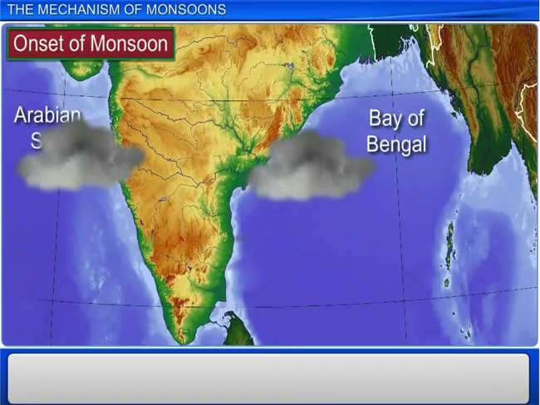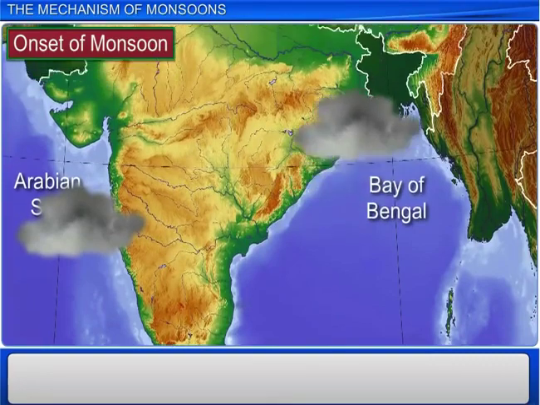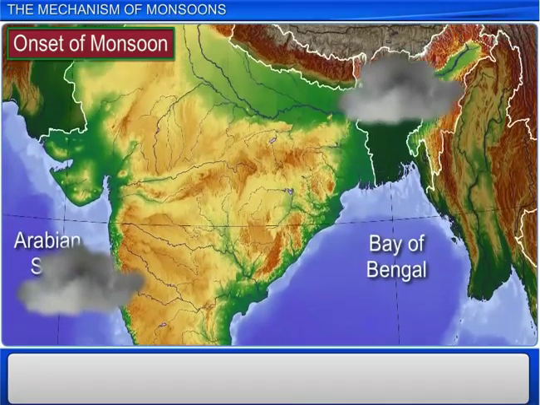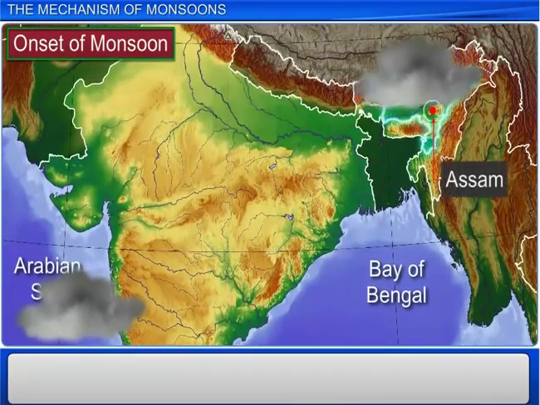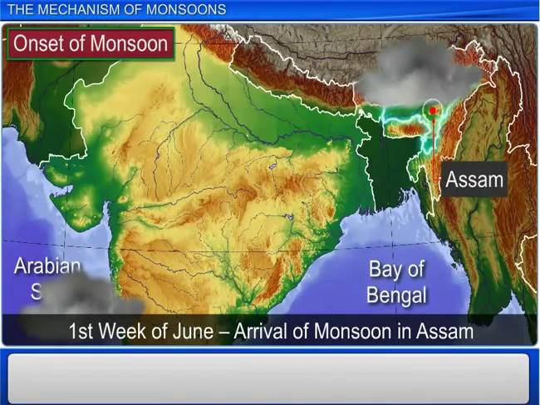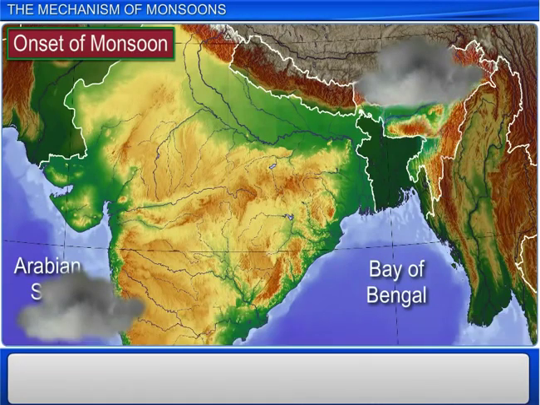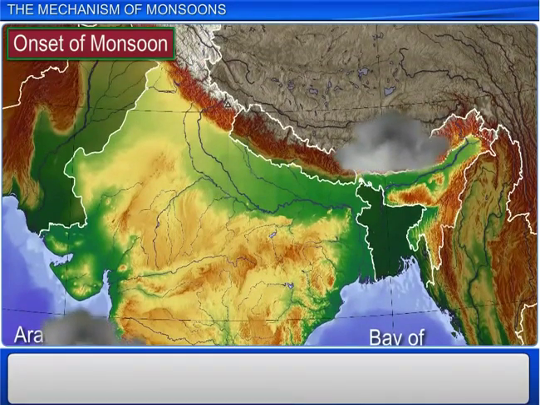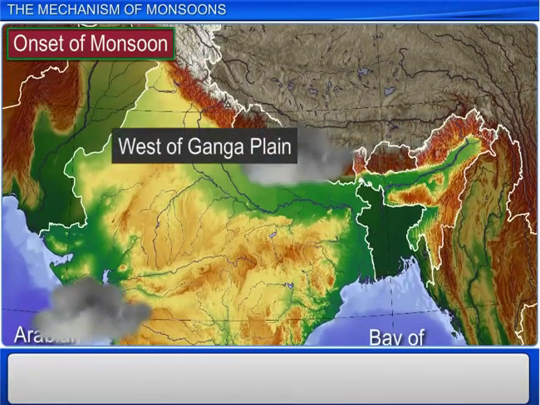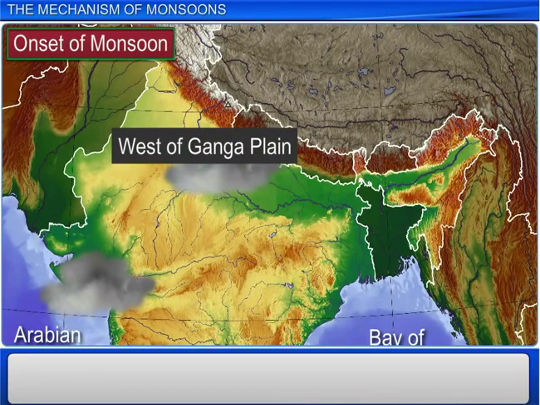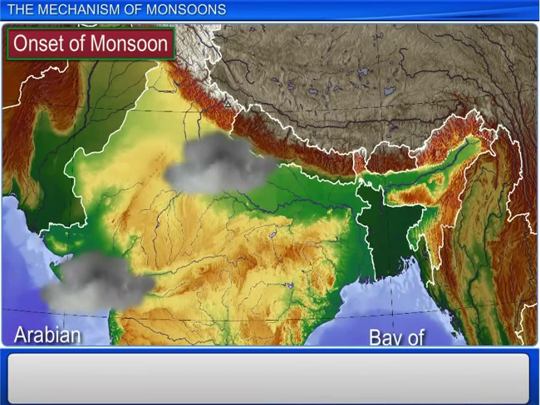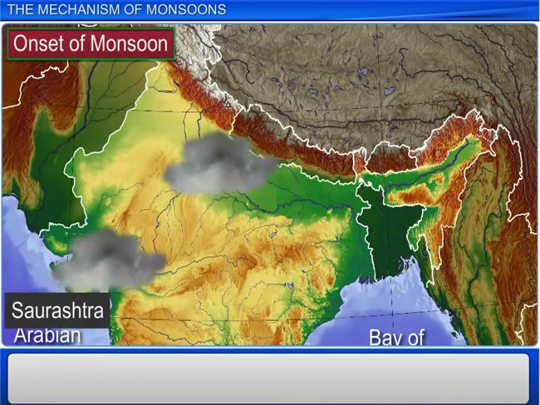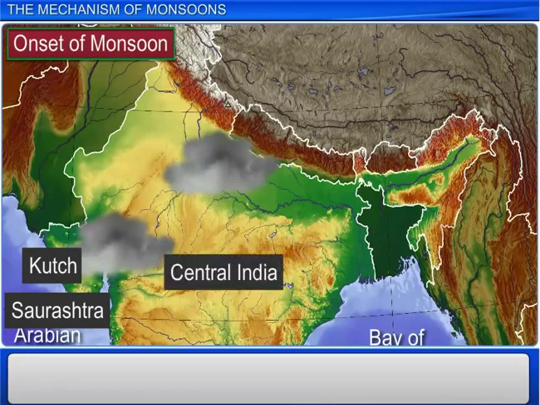The Bay of Bengal branch also advances rapidly and arrives in Assam in the first week of June. The lofty mountains cause the monsoon winds to deflect towards the west over the Ganga plains. By mid-June, the Arabian Sea branch of the monsoon reaches Saurashtra, Kutch, and the central part of the country.